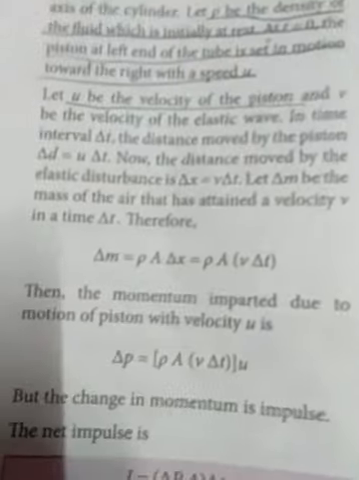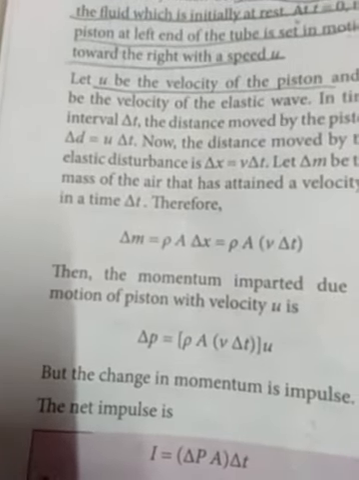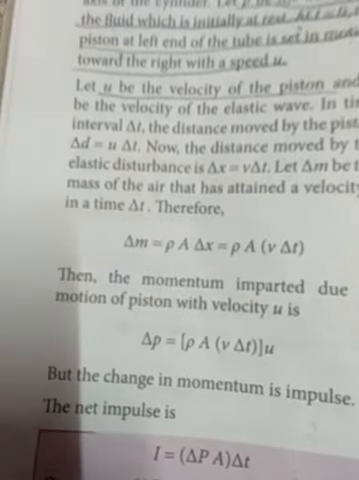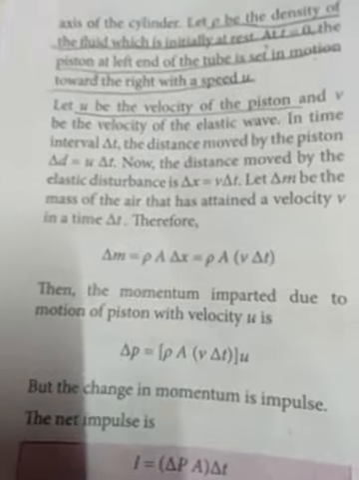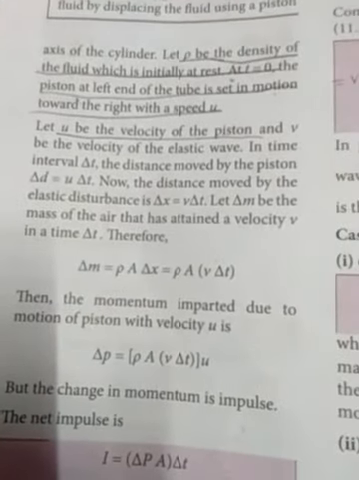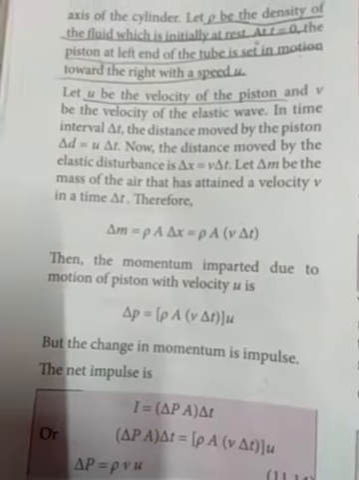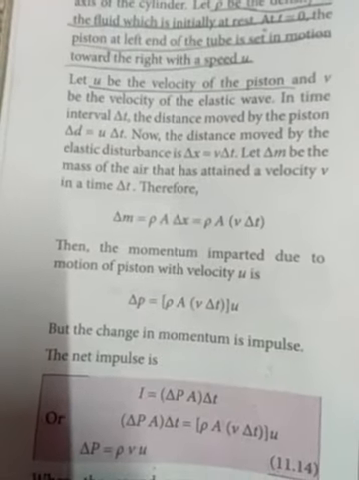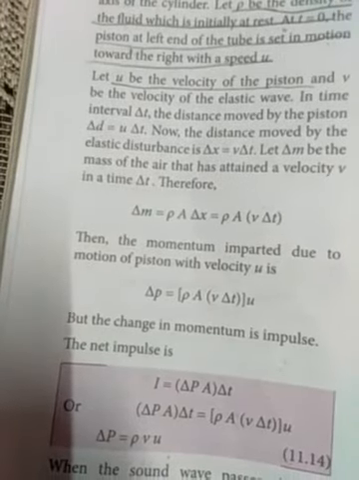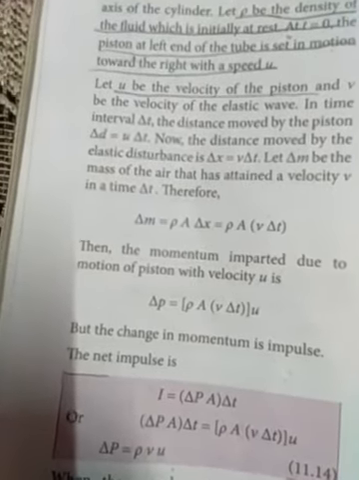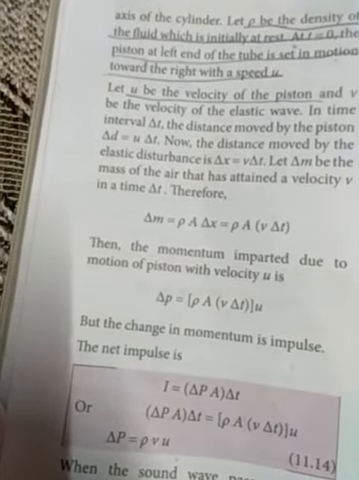Now dm equals rho A v dt, since dx equals v dt, which we already know and substitute. Next, the momentum imparted due to the motion of the piston with velocity u. So the momentum change is rho A v dt times u.